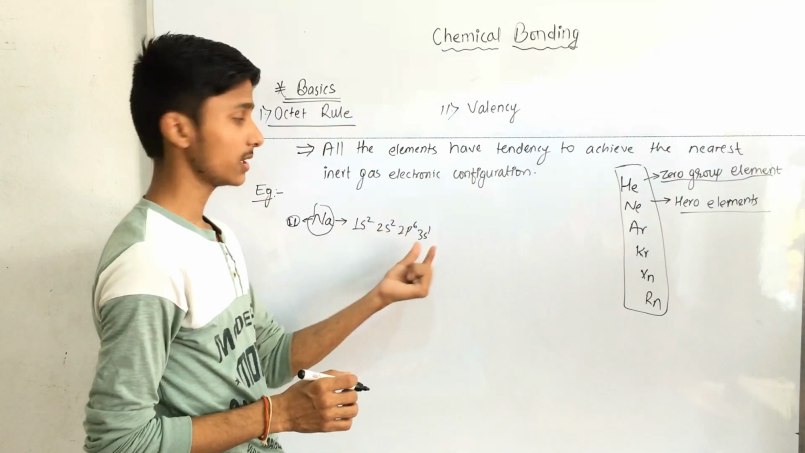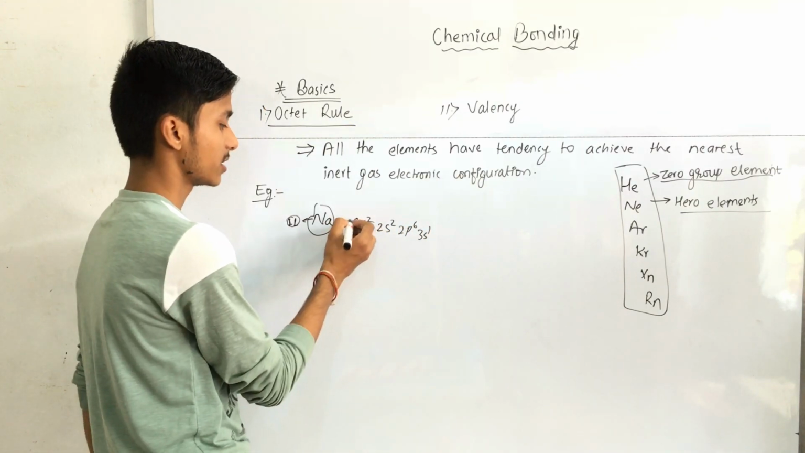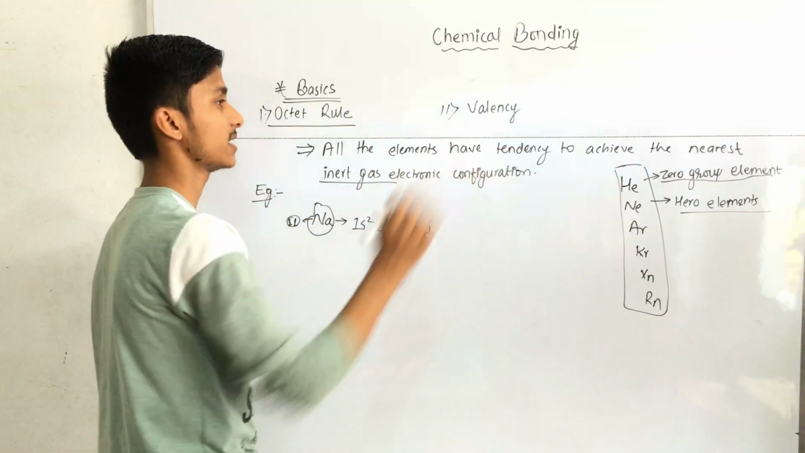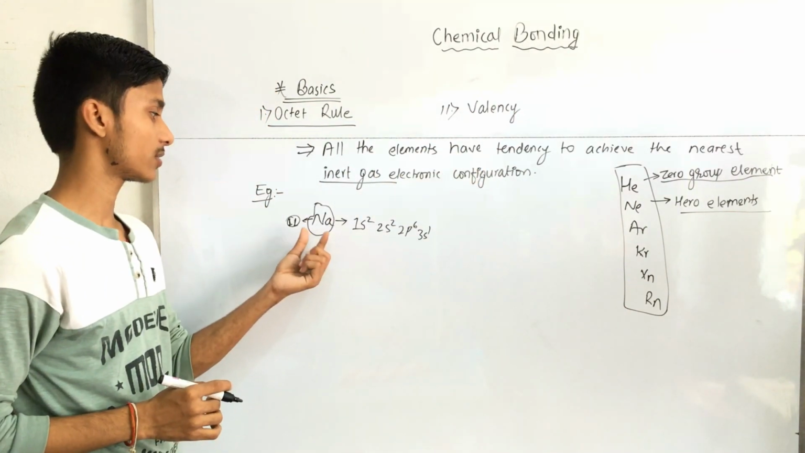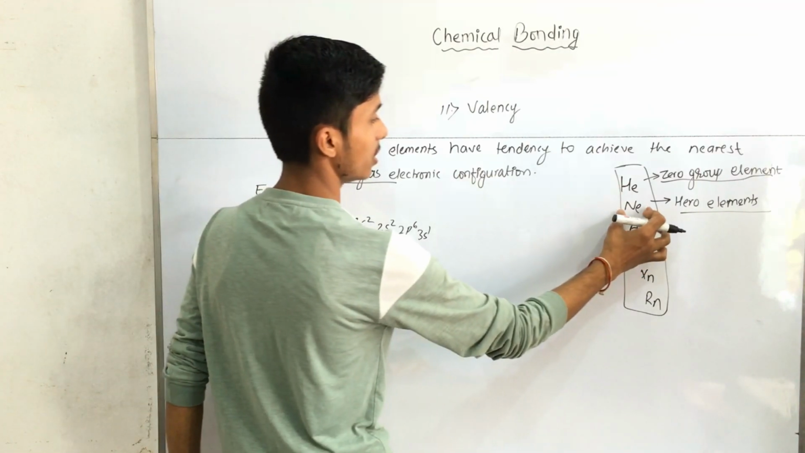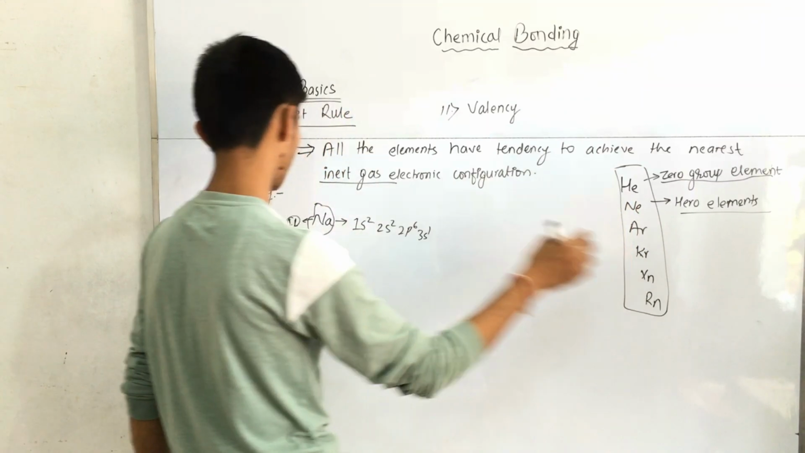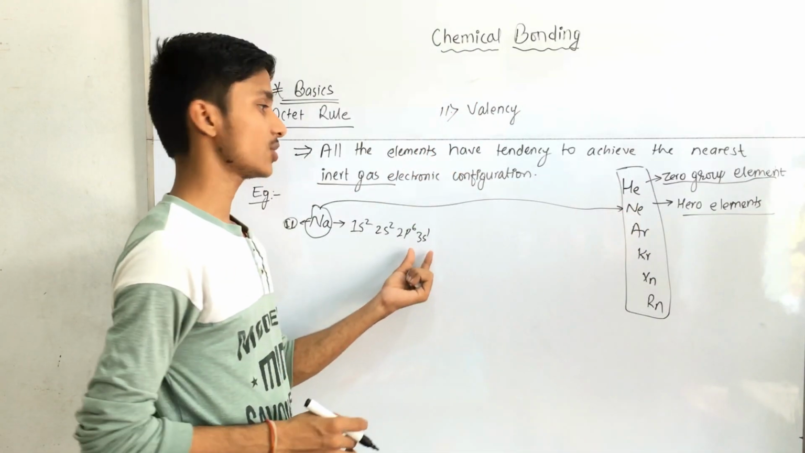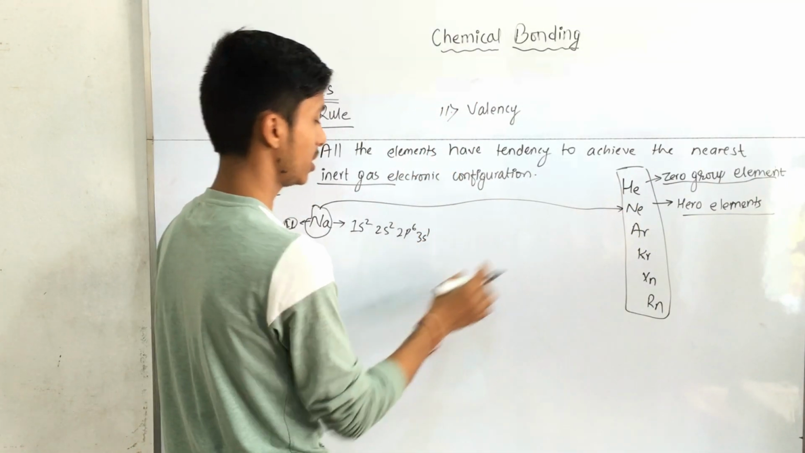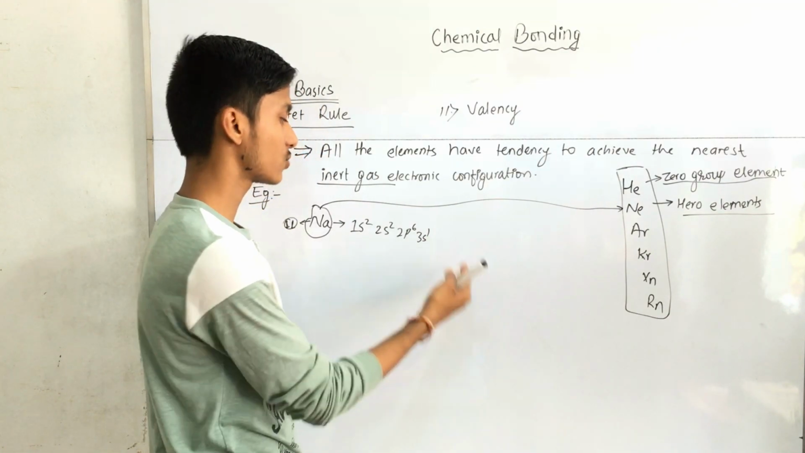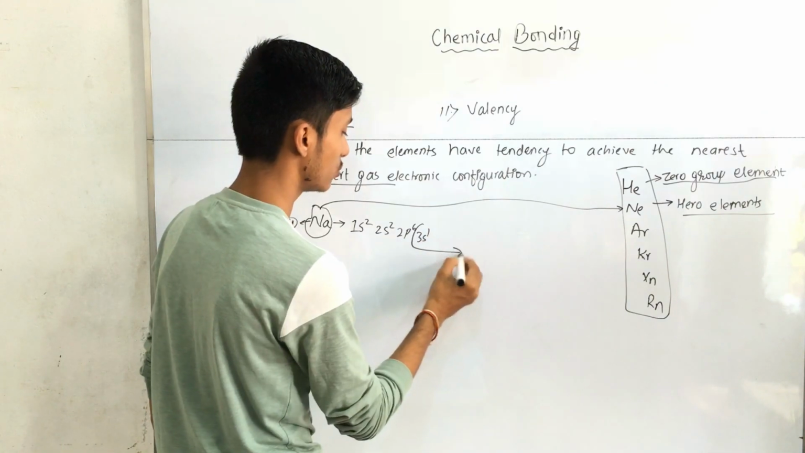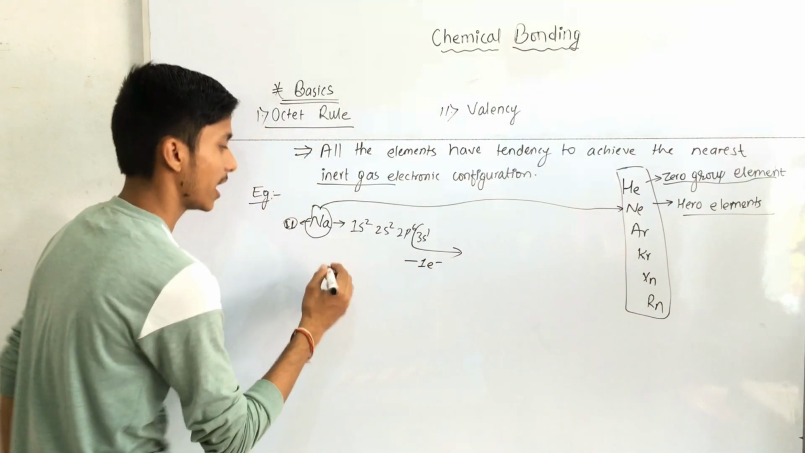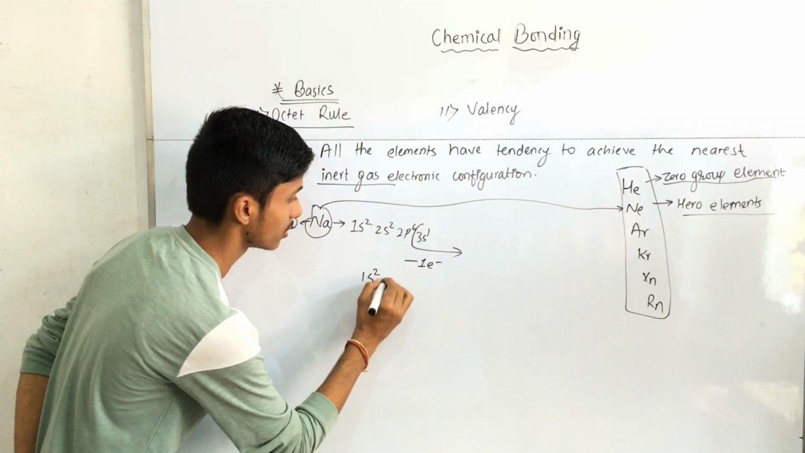2, 2, 6, 1, which add up to 11. So what happens? Sodium wants to be like its nearest inert gas element. The nearest inert gas element for sodium is neon, because the atomic number of neon is 10 and sodium's is 11, so it is near to neon. It wants to be like neon, and to be like neon it has to lose one electron. So it loses one electron here and its configuration will be like neon.